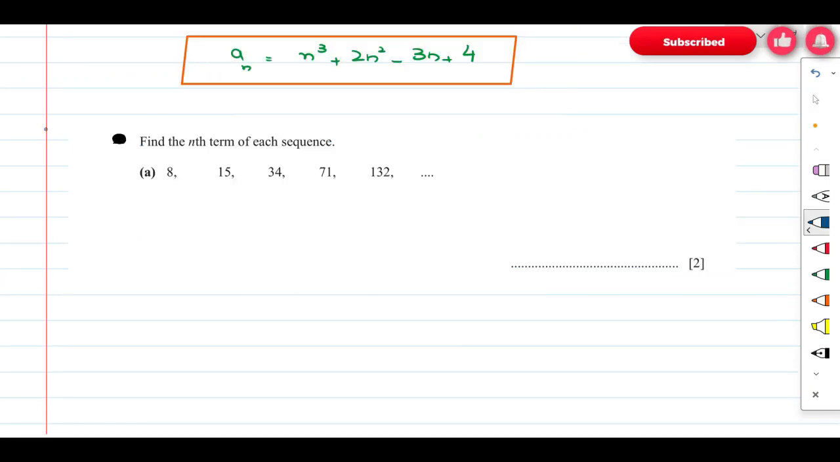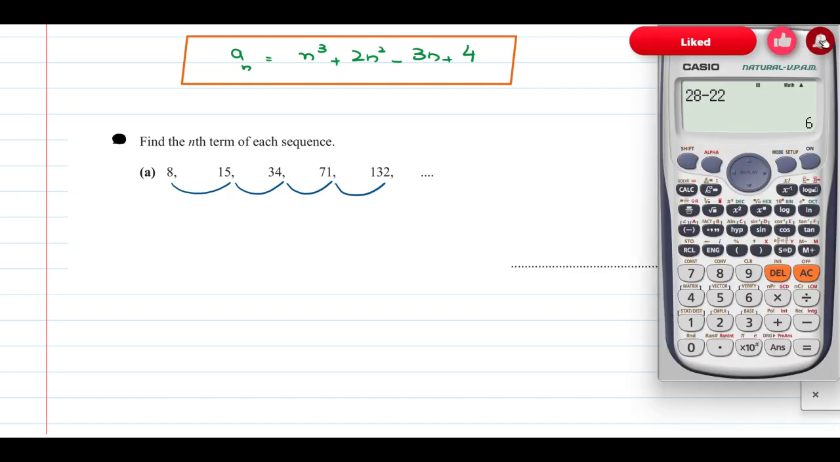Now let me do another exam style question. Find the nth term of the sequence 8, 15, 34, 71, 132. We need to figure out its nth term. Again, we need to figure out its differences: first difference, second difference, and third difference. So the first difference between 8 and 15, 15 and 34, 34 and 71, 71 and 132.